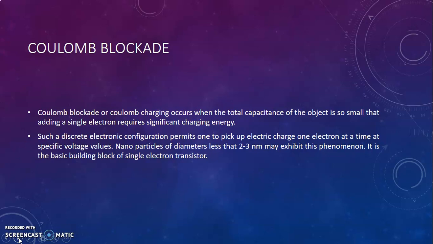It is the basic building block of a single electron transistor. That is, discrete electronic configuration permits one to pick up electric charge one electron at a time at specific voltage values. Nanoparticles of diameters less than 2 to 3 nanometers may exhibit this phenomenon. This is the basic building block of a single electron transistor.